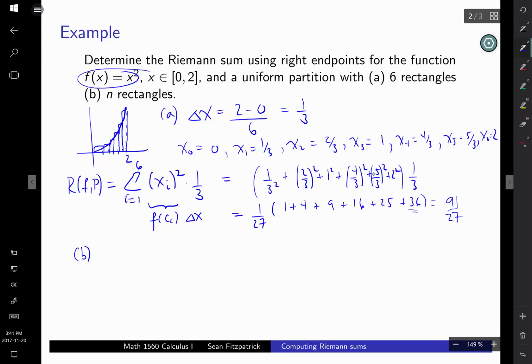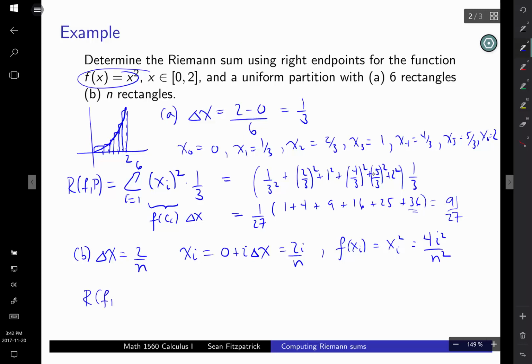If we went with n rectangles, well, now my delta x is 2 over n. My x sub i is 0 plus i times delta x, which is simply 2i over n. And using right endpoints, f of xi, which is xi squared, is going to be 4, since 2 squared is 4, i squared over n squared. So my Riemann sum looks like this. It looks like the sum, i going from 1 to n, of 4i squared over n squared, there's my f of xi, times my delta x, which is 2 over n.